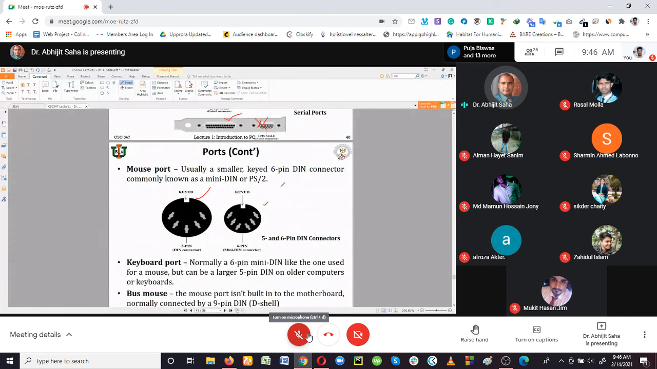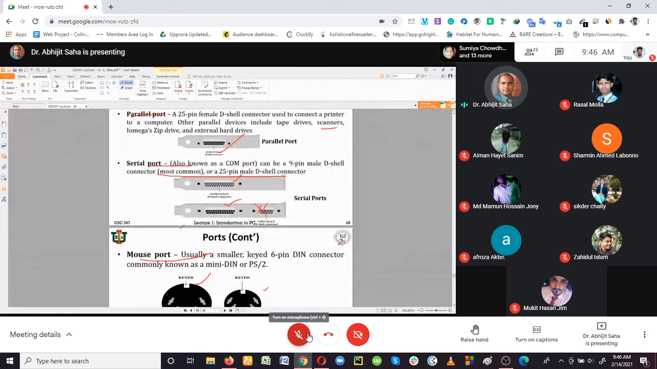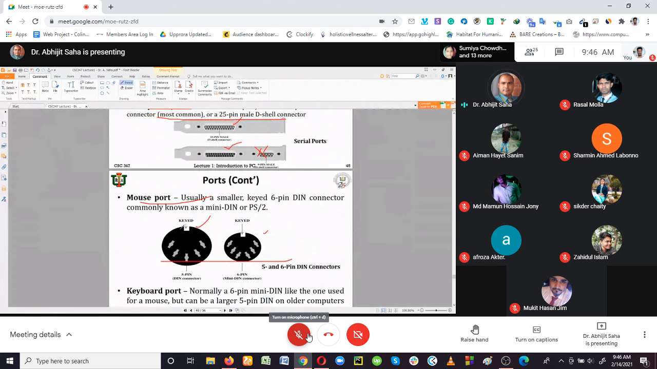And the PS2, we already said that we are not using that much, but you should know that there are 5 pin and 6 pin connectors. The 5 pin can come, and the 6 pin can come. But these days we are not using this type of port. I'm placing these here separately so that you can study them, understand them, and identify them easily.